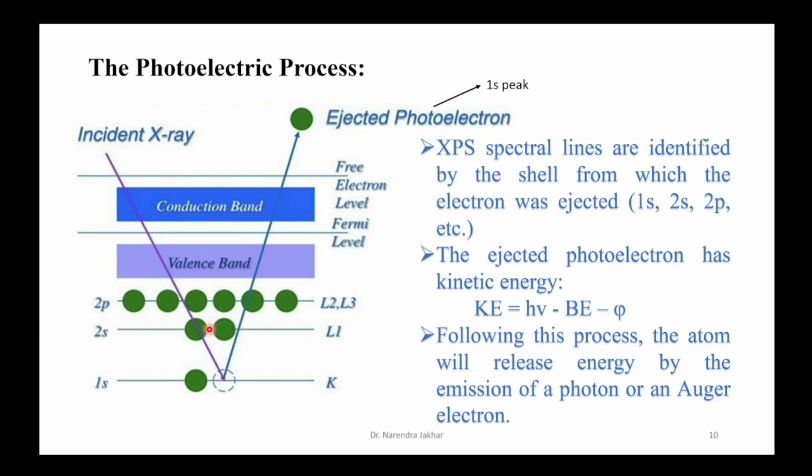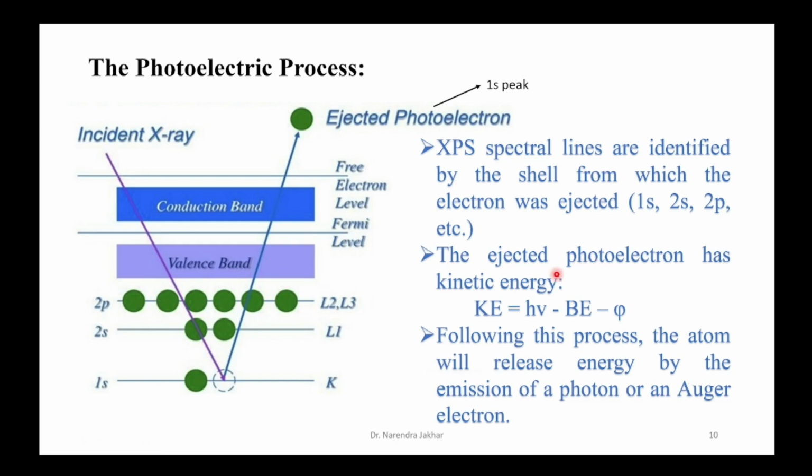Suppose that electrons are ejected from the 2s level, then these ejected photoelectrons will give us a different peak that corresponds to the 2s peak. And suppose that electrons are ejected from the 2p level, then the binding energy of these 2p electrons is different from the 1s and 2s electrons. So they will give rise to a different peak in the XPS spectra, and so on. So XPS spectral lines are identified by the shell from which the electrons were ejected, whether 1s, 2s, 2p, and so on.